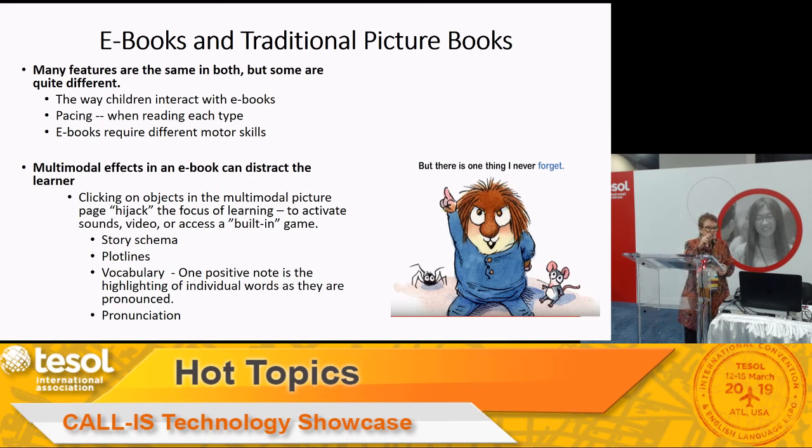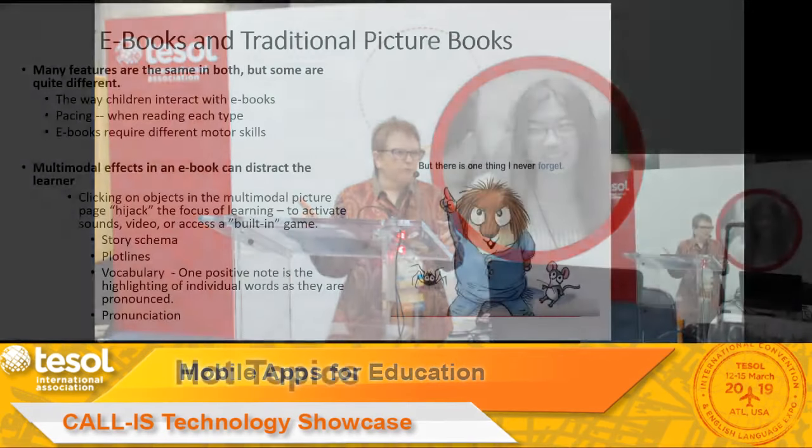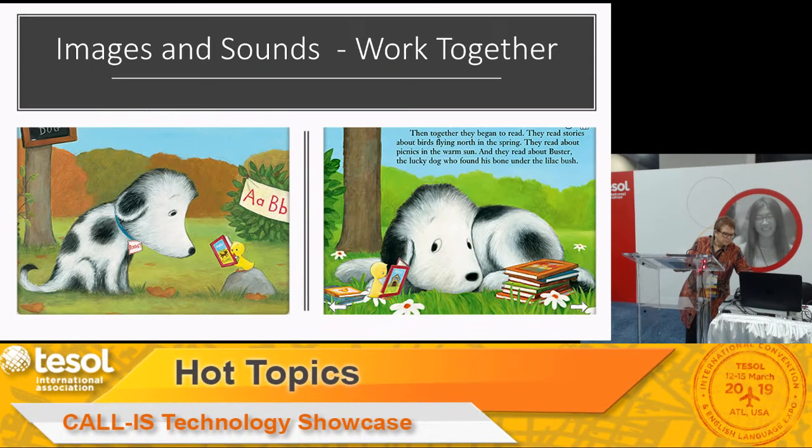In this picture of Little Critter, he's with his mouse friend and his spider friend, and he said, "But there's one thing I never forget," and "forget" is highlighted, so you can click on it for pronunciation, and you can look at it for the meaning of what "forget" is. Okay.